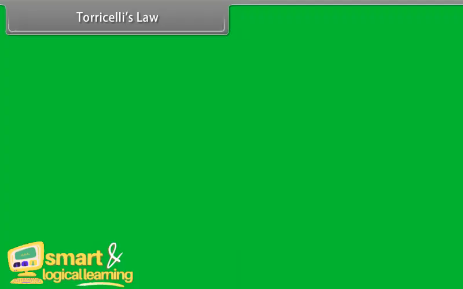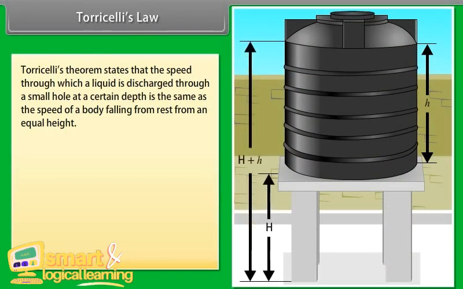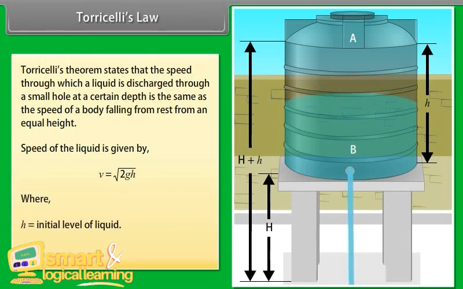Torricelli's law. Torricelli's theorem states that the speed with which a liquid is discharged through a small hole at a certain depth is the same as the speed of a body falling from rest from an equal height. The speed of the liquid is given by v = √(2gh), where h is the initial level of the liquid and g is the gravitational constant.